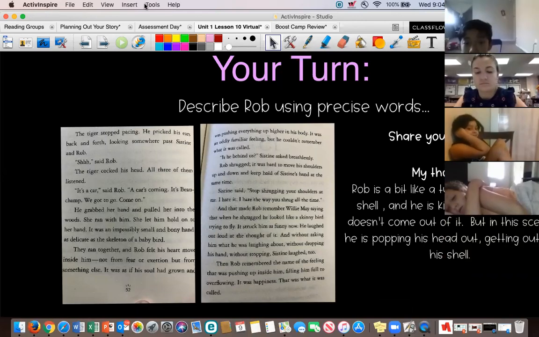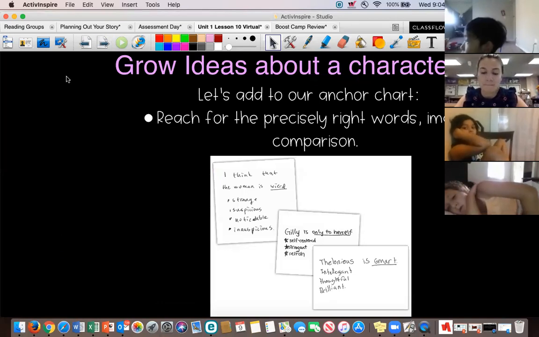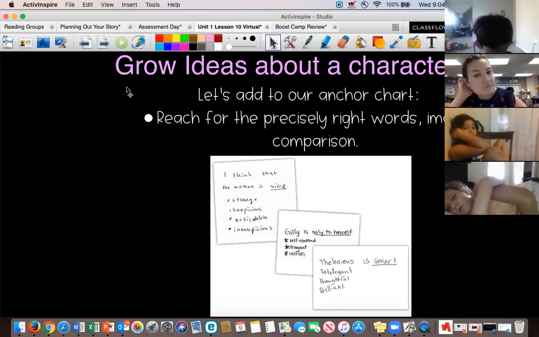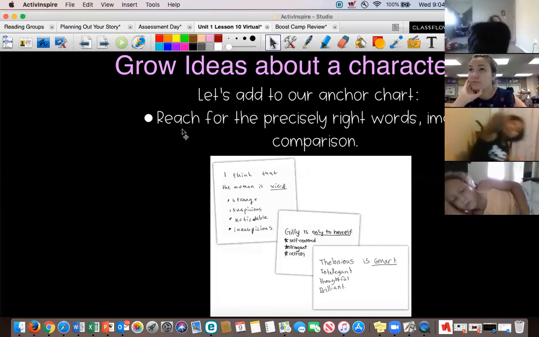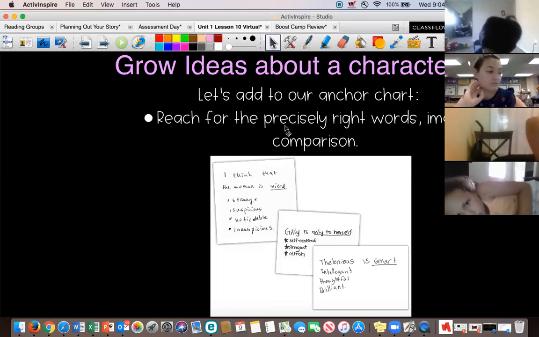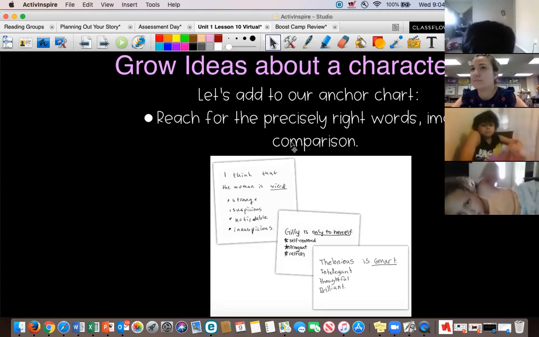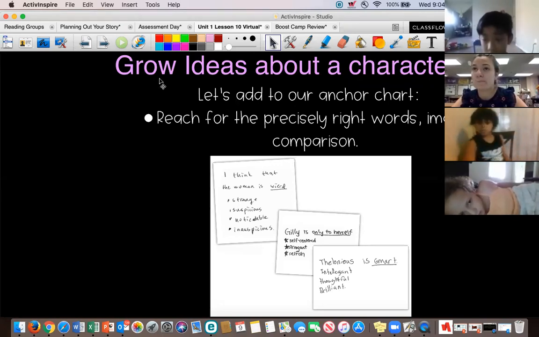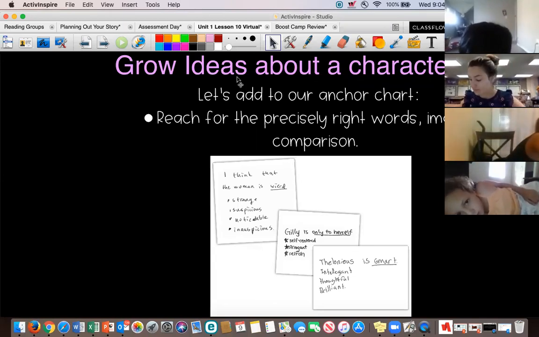So your job today, when you're reading your own book, is to grow ideas about your own character. So if you could get your notebook out, we have an anchor chart in there where we've written ways we grow ideas about a character already. It should be in the whole group section. I'm going to give you 2 minutes till 9:06 right now to add this to your anchor chart. Reach for the precisely right words, image, or comparison. You should already have one up that says grow ideas about a character in your notebook. So you're going to add this.